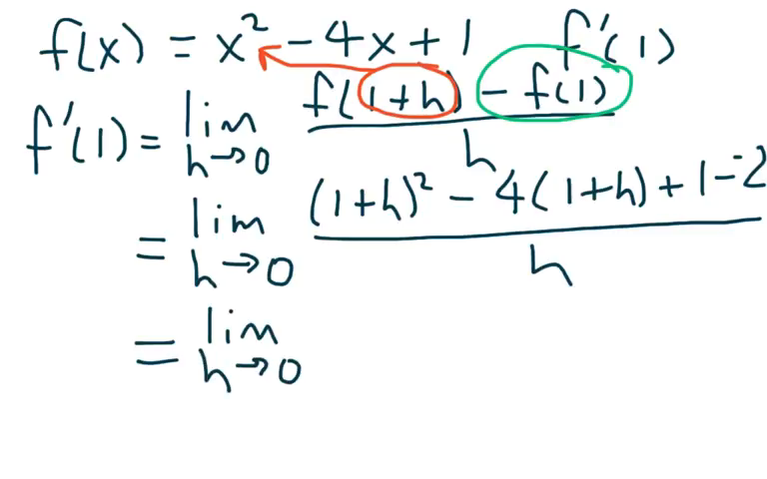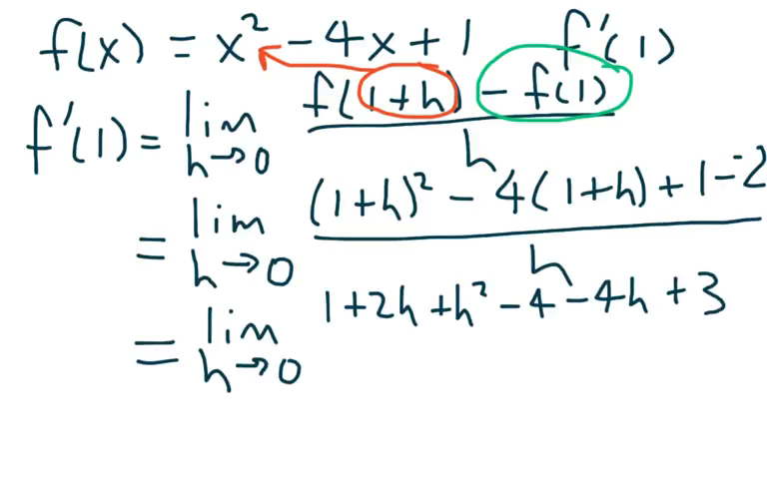1 plus h squared is 1 plus 2h plus h squared. Now distributing the minus 4 gives us minus 4 minus 4h. And finally, 1 minus negative 2 is the same thing as 1 plus 2, which is plus 3, all divided by h.